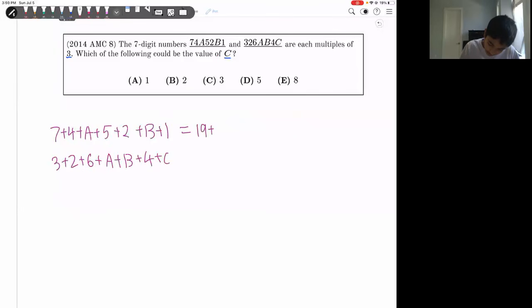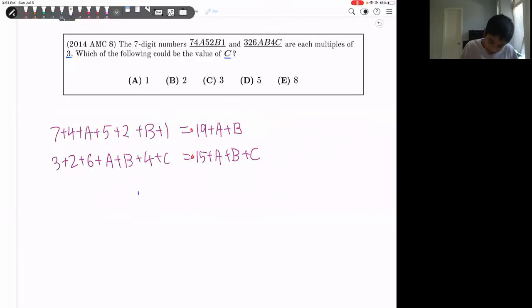So 19 plus A plus B. And now we have here 3 plus 2 plus 6. So 3 plus 2 is 5, 5 plus 6 is 11, and 11 plus 4 is 15. So this is 15 plus A plus B plus C. So the key thing to notice here is that if these are both multiples of 3, the difference will also be a multiple of 3. So what happens when you take this right here minus this? What happens when you subtract them out?